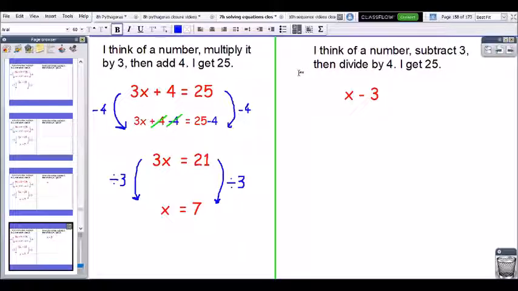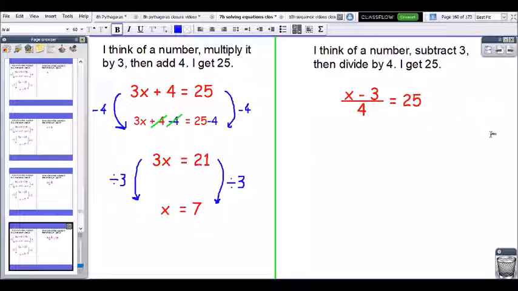So if I'm dividing this expression by 4, it kind of looks like a fraction, doesn't it? So I draw the line to x minus 3 all over 4. That line means divide by 4. And if I get 25, this whole expression is now equal to 25, which now makes my equation.